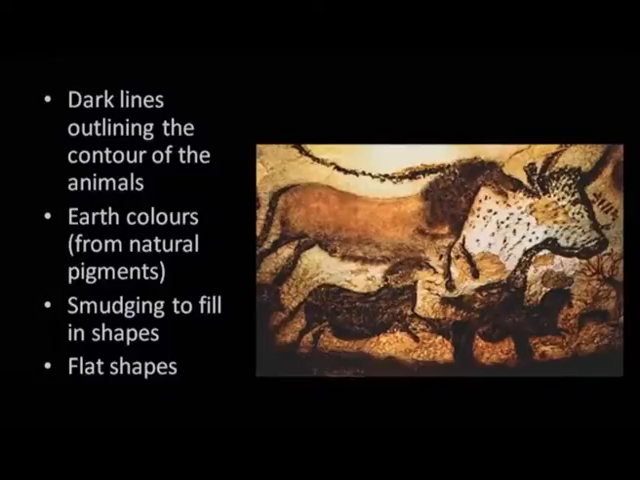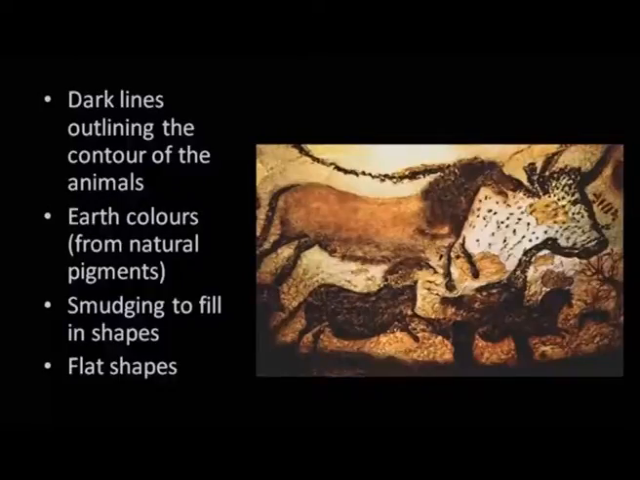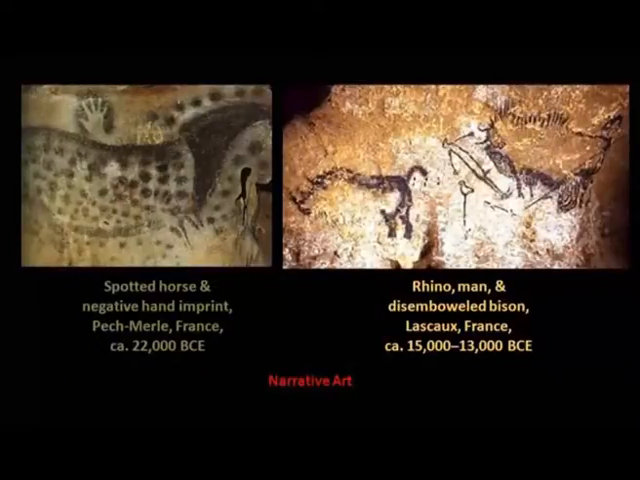And it is also interesting to see that instead of following one particular visual idiom or pattern, these prehistoric people were using various kinds of lines. For example, using dark lines outlining the contour of the animals, using different kinds of colors, and also the color applications happen to be very different in different animals. Sometimes there would be rough textures, sometimes there would be just dabs of colors, sometimes just flat shapes, and so forth. So you have a spotted horse here with a negative hand imprint, and there you have a rhino, man, and a disemboweled bison, because that bison had already been eaten up, probably.